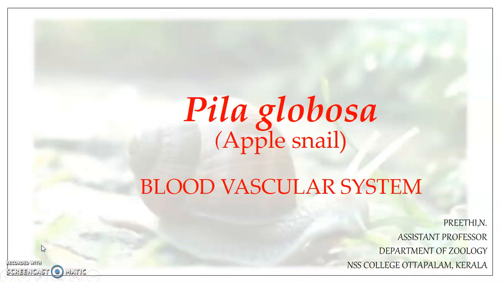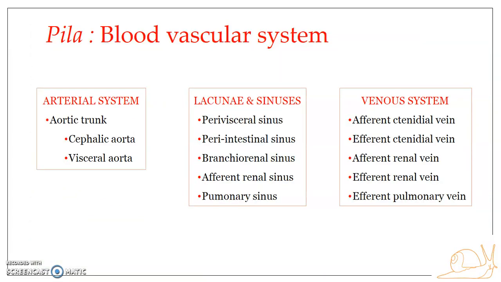Hello everyone, welcome back to the second session on the blood vascular system of Pila globosa. In this presentation, we will be looking in detail at the different components of the blood vascular system other than heart and blood. The blood vascular system includes the arterial system, the venous system, and in the case of Pila, we have lacunae and sinuses.